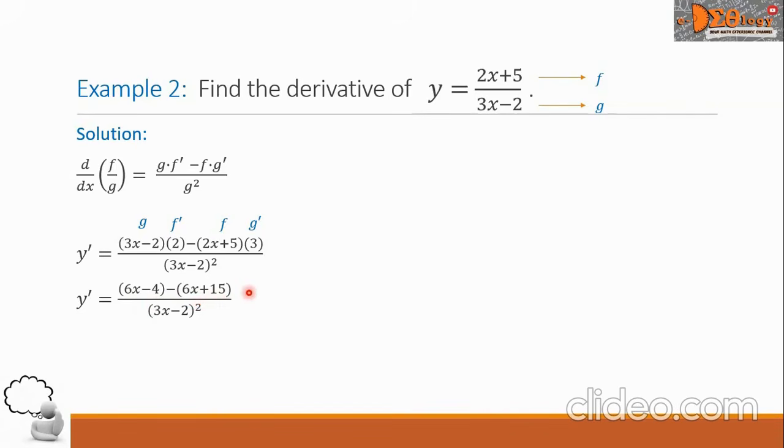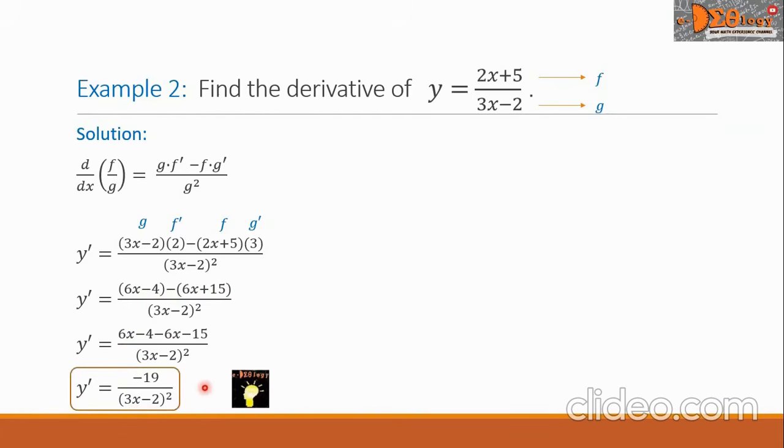Let us remove the grouping symbols of our numerator. So we have now 6x minus 4 minus 6x minus 15. Combining similar terms in our numerator, we have the final answer to be y prime equals negative 19 all over the square of 3x minus 2. This is the final answer.